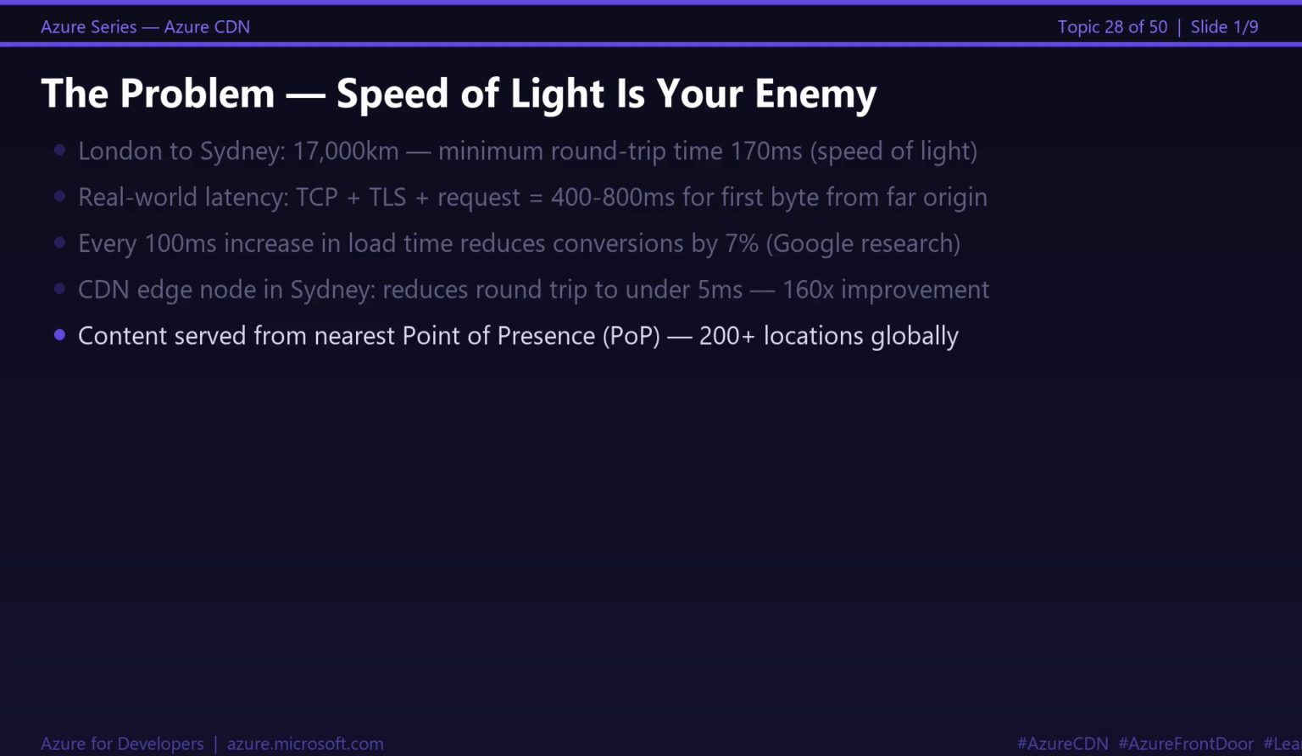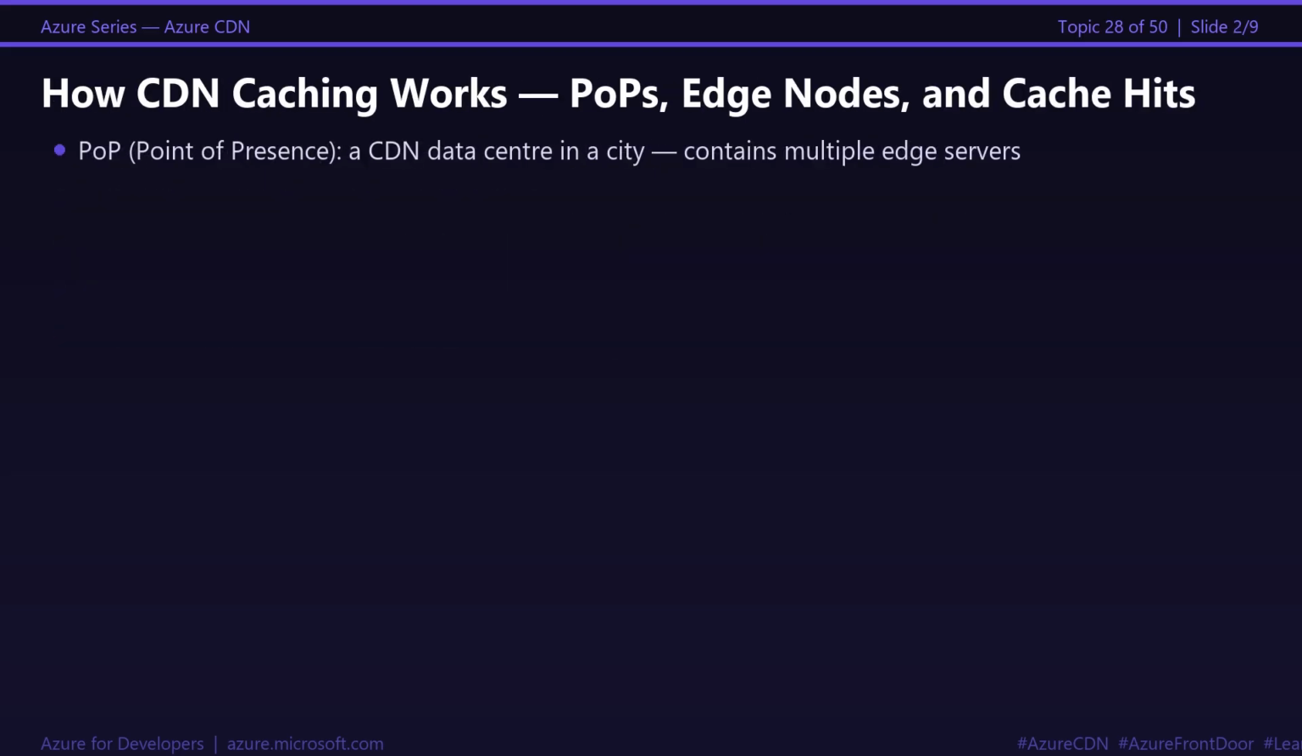Here is exactly what happens when a user requests your page through a CDN. First request from Sydney, cache miss. The Sydney Edge node does not have your content yet. It reaches back to your London origin server, fetches the content, and caches it locally. This first request still has origin latency.